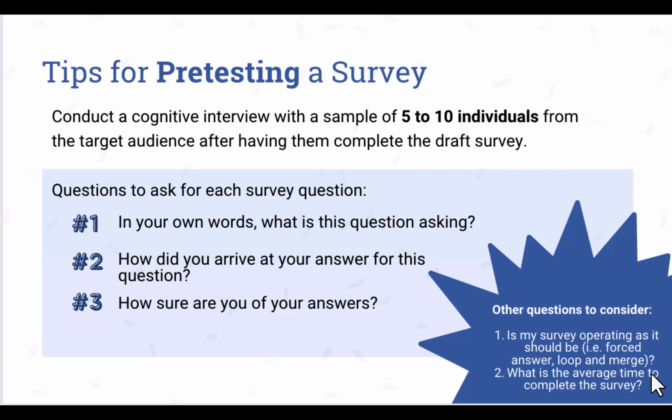And some questions to ask during the cognitive interview to gauge their overall impression of each survey question include, in your own words, what is this question asking? How did you arrive at your answer for this question? And how sure are you of your answers? You might also consider some questions about the time it took them to complete the survey, among others. But overall, the main idea that we're trying to get across here is that by conducting this initial pre-testing step, you'll be able to gather solid feedback and evidence to iterate on survey design and questions, which is the final step in our roadmap.